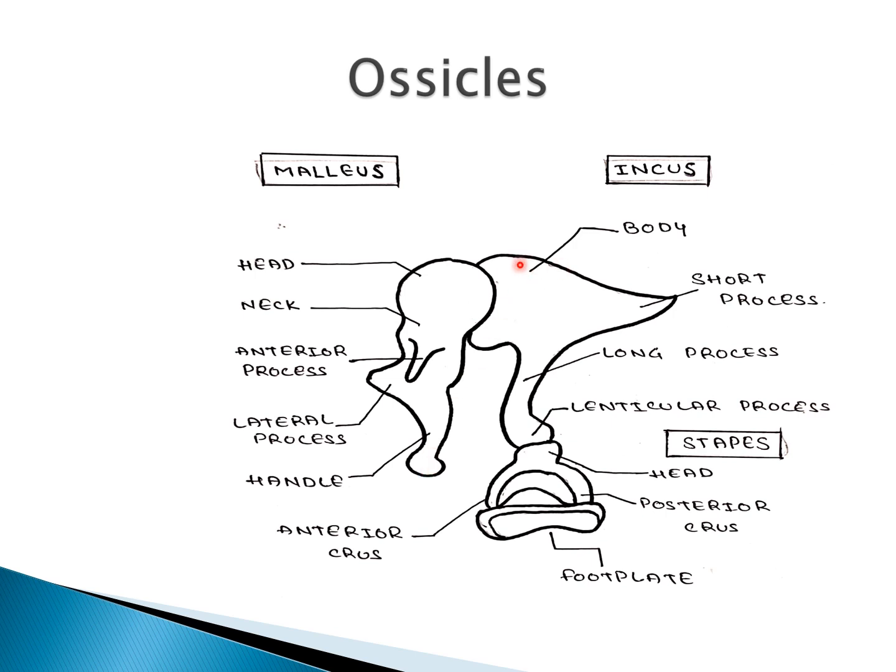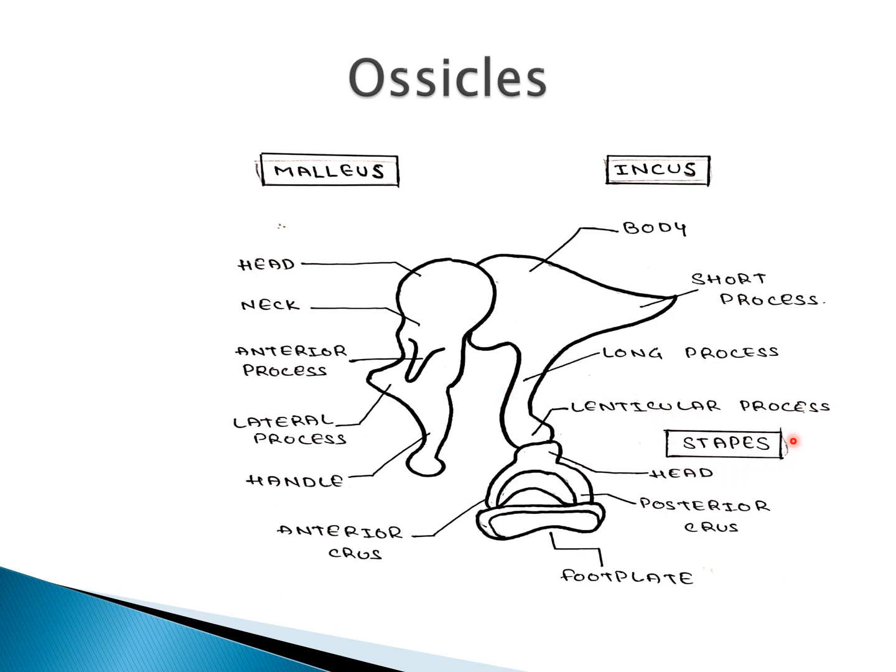Then moving on to the incus. Incus again has a facet to form a joint with the malleus. Then this is the body of the incus. This is the short process. This is the long process of the incus, and the lowermost part is the lenticular process of the incus. Now, the clinical importance of the long process is that it has a very limited blood supply. So during any ear pathology like CSOM, the long process of the incus is the first ossicle to get eroded.